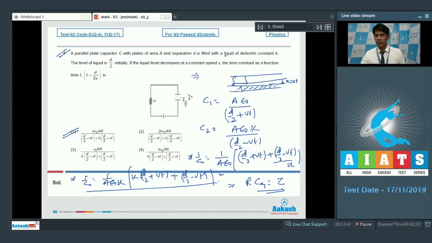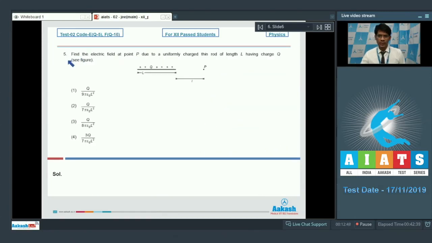Now let's proceed to question number 5. In question number 5, find the electric field at point P due to a uniformly charged thin rod of length L having charge Q. Well, this is the configuration. This is having charge Q, and we need to find the electric field at the point P here.